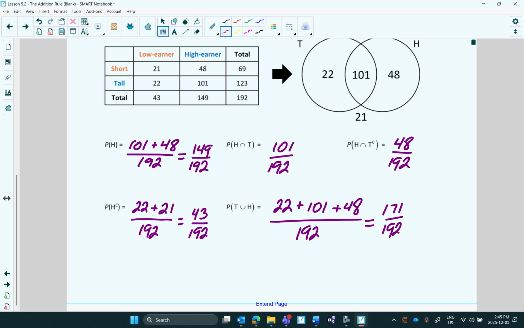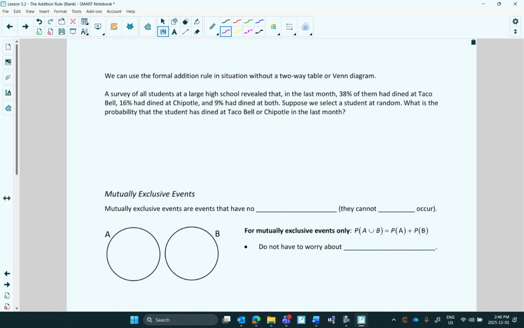So notice the different ways you could be presented with a problem to ask to calculate probabilities. And one final way, and this is where the formula comes in really, is that you're just giving it in words. So a survey of all students at a large high school revealed that in the last month, 38% of them went to Taco Bell, 16% went to Chipotle, 9% went to both. Suppose we select a student at random. What's the probability the student has dined at Taco Bell or Chipotle?